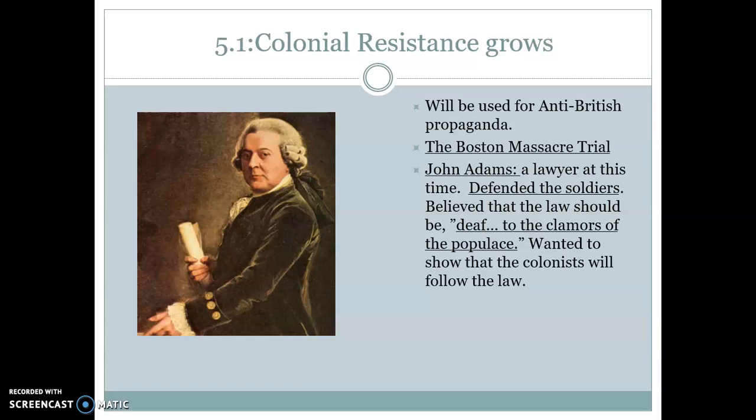So they go to trial, and John Adams, who would become our second president later, defended these soldiers. He believed that the law should be deaf to the clamors of the populace, that it doesn't matter what people feel about said issue, it is about the law. And he wanted to show that the colonists will follow the law even if the British Crown and Parliament will not. Even though the British Crown is removing the British colonists' rights under the English Bill of Rights and under the Magna Carta, the colonists will still listen to the rule of law.